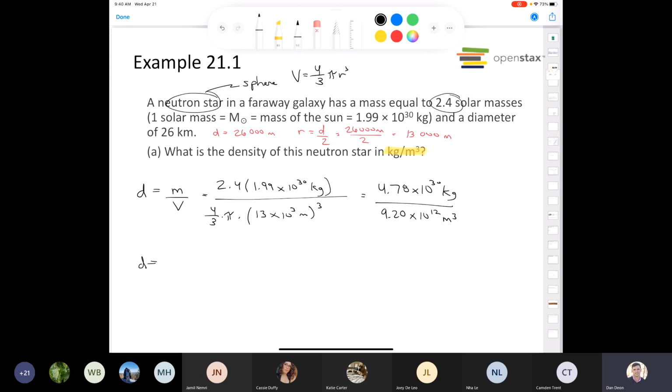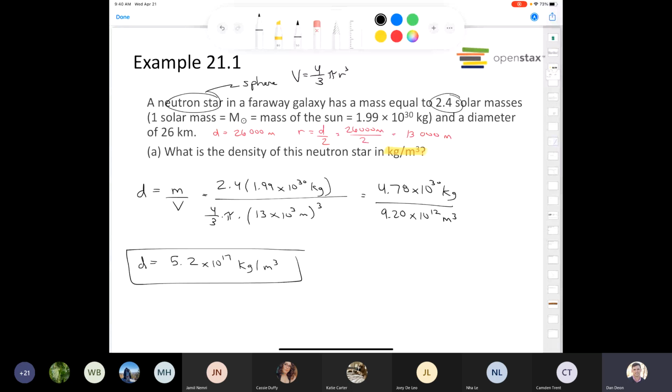And we get the density of a neutron star, which is a sphere, is equal to 5.2 times 10 to the power of 17 kilograms per meter cubed. Now, is it just me, Jerry, or is that very dense? That's extremely dense, right? We saw that the density of a nucleus was around 1.8 times 10 to the power of 11 kilograms per meter cubed.